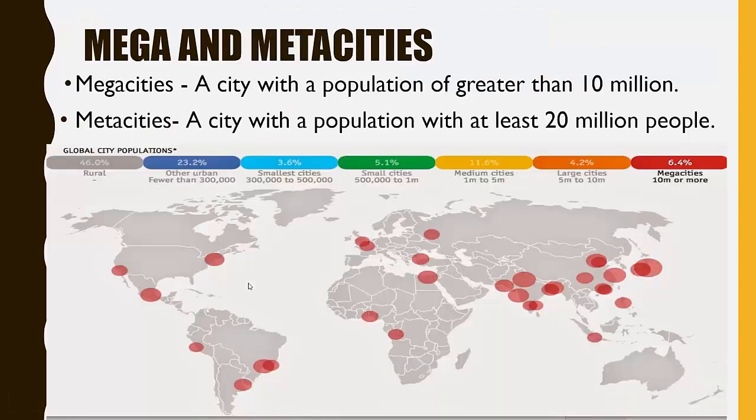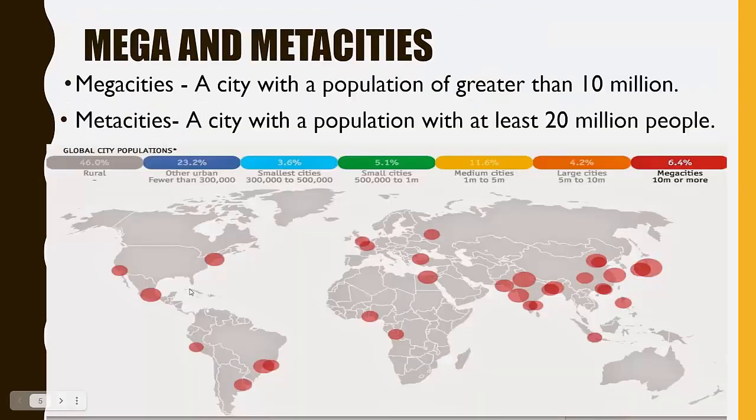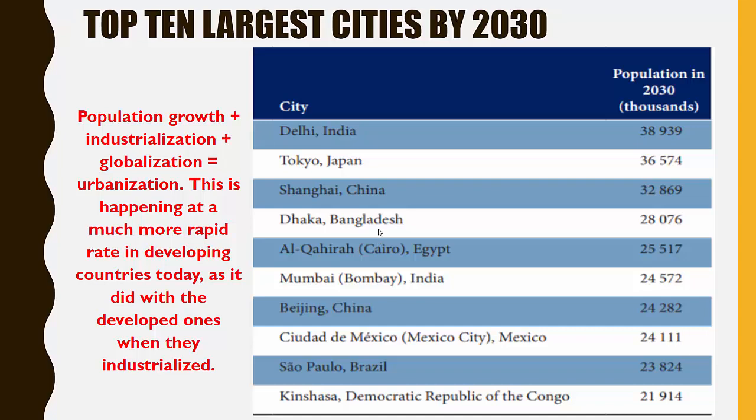Really quickly, we want to take a look at a couple of terms we have for especially large cities. A megacity first. A megacity is any city that has 10 or more million people. So you'll notice every one of the cities on the list here is a megacity. A metacity is a newer term. That's a city that has at least 20 million people. And so you'll notice by 2030, everybody on the top 10 list is a metacity.